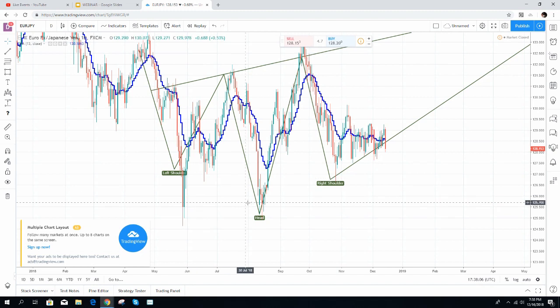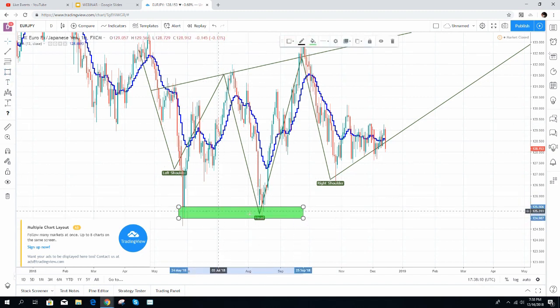On the daily, there is nothing there because it comes right down here and creates a double bottom and then continues higher. That's it for this contraction.